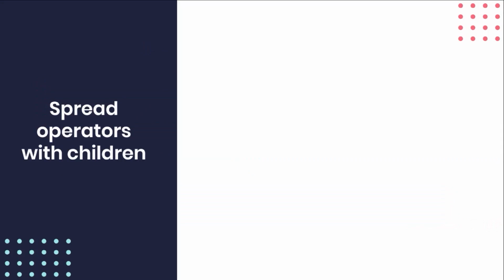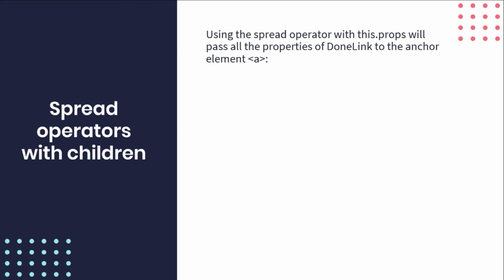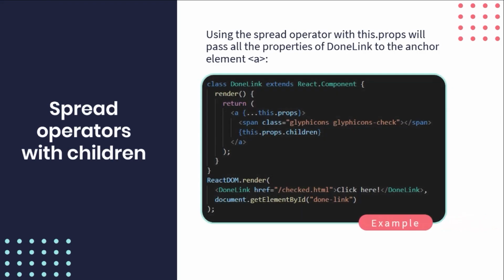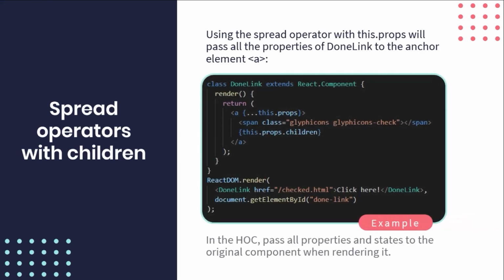So let's consider an example with children. In this scenario, using the spread operator with this.props, we'll pass all the properties of the done link to the anchor element, as in this example. In the HOC, we pass all properties and states to the original component when we render it, and by doing so, we don't have to manually add properties or remove them from render each time we want to pass something new, or stop passing existing data from content, where we instantiate load website enhanced component for each original element.